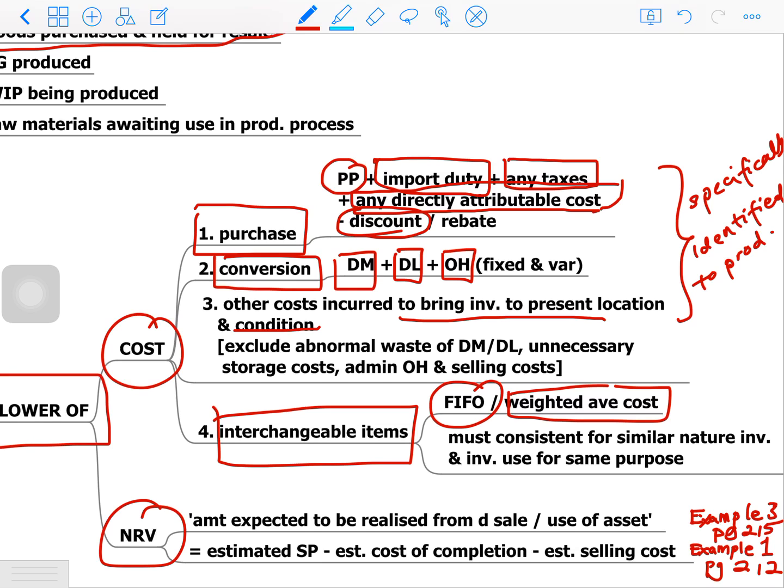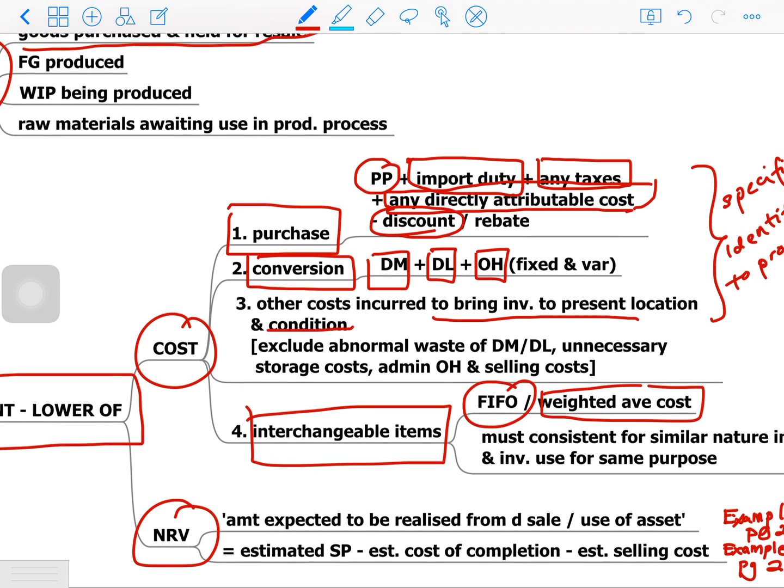Tapi kalau car tu sama saja. Kalau ya ada mass production, Proton, you keluarkan Proton Saga, semua sama kan. At the end of the year you ada stock Proton Saga kan. You boleh kira guna FIFO or average method untuk value the stock. Okay, so that is cost.